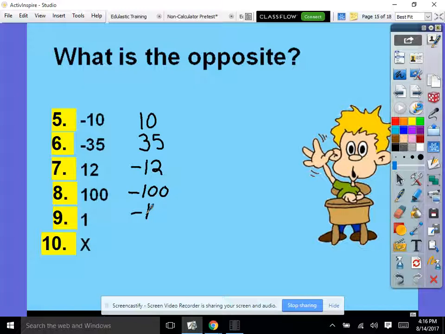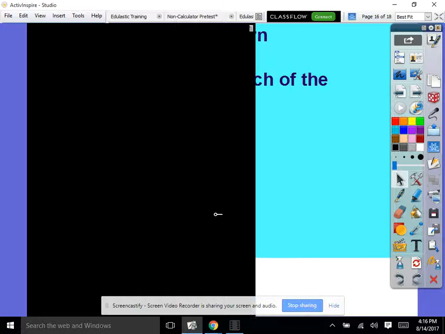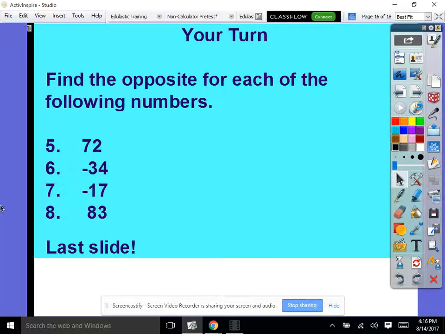But oh wait, the next one is a letter. Can we do an opposite of a letter? Well, is it -x or +x? Since we don't have a sign in front of it, it would be +x. Its opposite would be -x. All right, there are some your turns for you to complete, and we will go over those in class tomorrow. And that concludes our lesson for today.